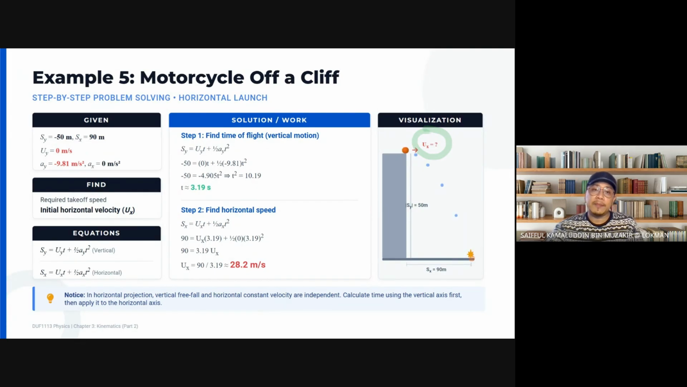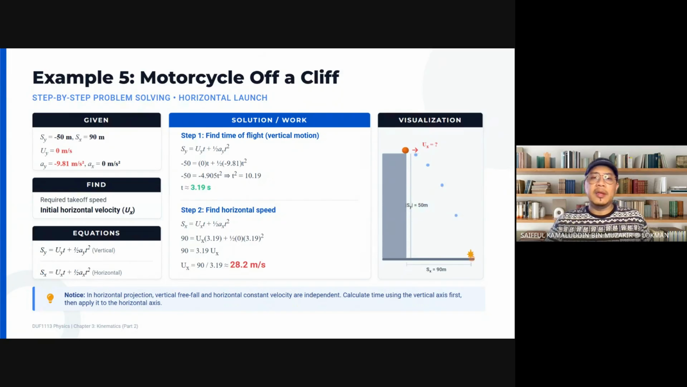But we want to calculate that. So we need to calculate the takeoff speed, which is our UX. Remember, speed, the initial horizontal velocity UX. We want to calculate that. We have two questions. So the equations are always the three kinematics equations. I have not listed all of them, only the most important ones for our question. The same three kinematics equations, the most powerful three equations.